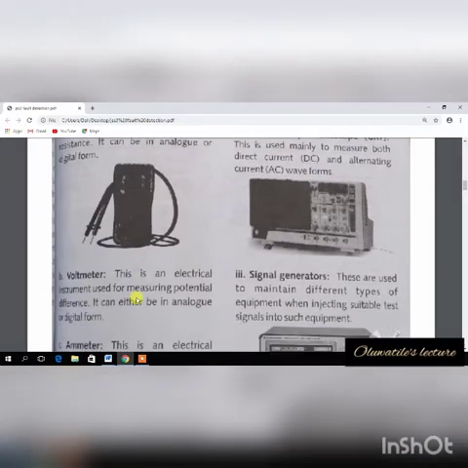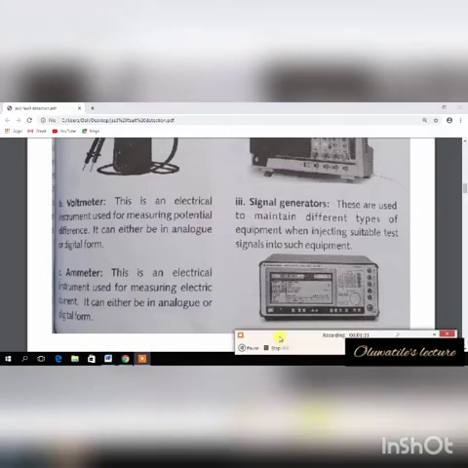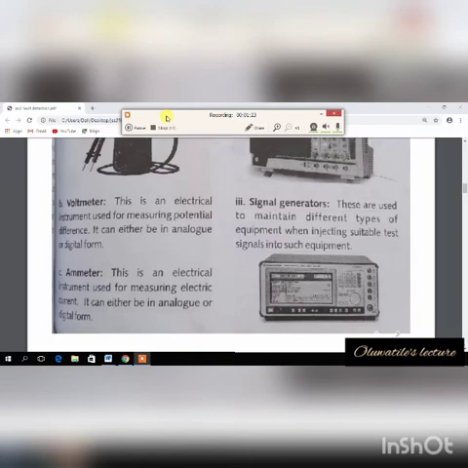So another one is the voltmeter, and the voltmeter, we know already, is used to measure voltage. So we want to check the voltage. If the voltage is not giving us what it's meant to give us, then we know that there's an issue, so we have to fix it. So we use the voltmeter. This is an electrical instrument used for measuring potential difference. Potential difference is also known as what? Voltage. Potential difference is also known as voltage. So don't let that confuse you. It can either be analog or what? Digital. Do you get?